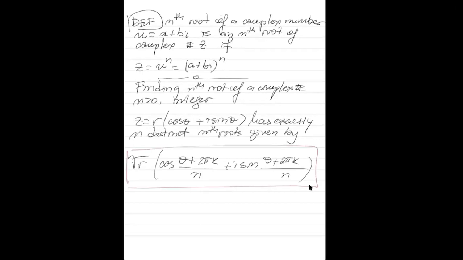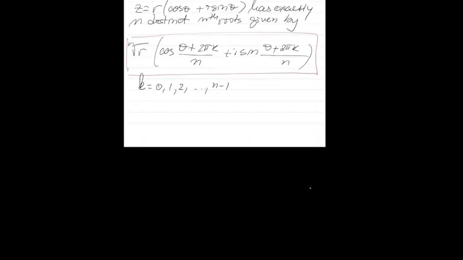I'll explain it. It's a little long, but k is a new number introduced here, and if k equals 0, you get the first root, k equals 1 the second, and so on until n minus 1. So if you're finding the sixth root, k is going to be 0, 1, 2, 3, 4, 5.